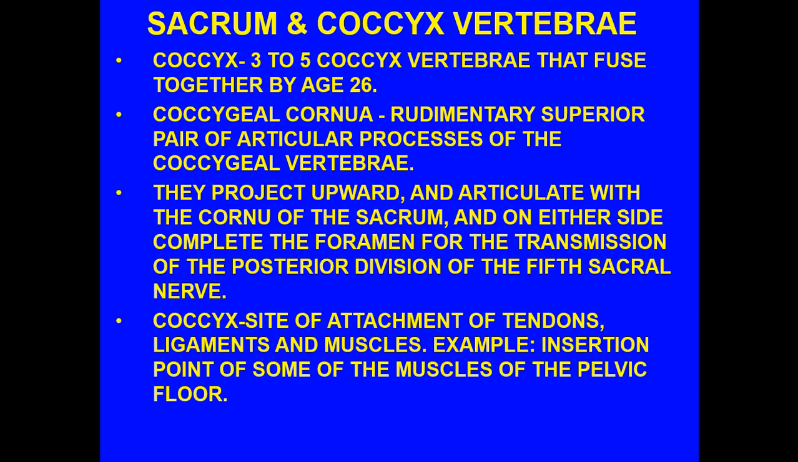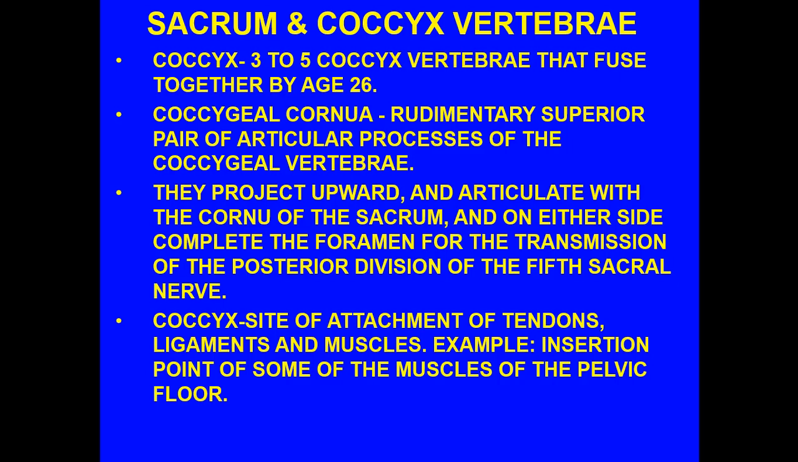Now we move to the coccyx. Everybody minimizes the importance of the tailbone. These are 3 to 5 coccygeal vertebrae. They're very small. They fuse together by age 26. The coccygeal cornua are rudimentary superior pair of articular processes of the coccygeal vertebrae. They project upward and articulate with the cornu of the sacrum, and on either side complete the foramen for the transmission of the posterior division of the 5th sacral nerves. What we're basically saying here is these have allowed the sacral nerves to come out.